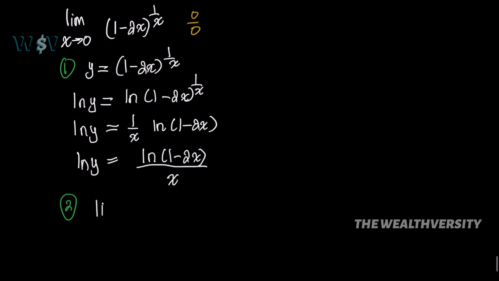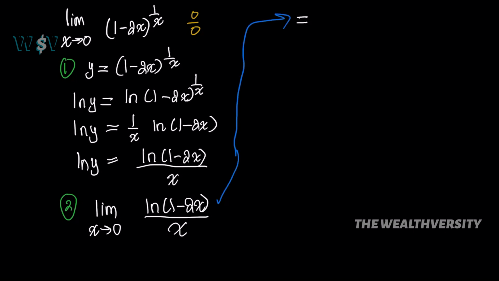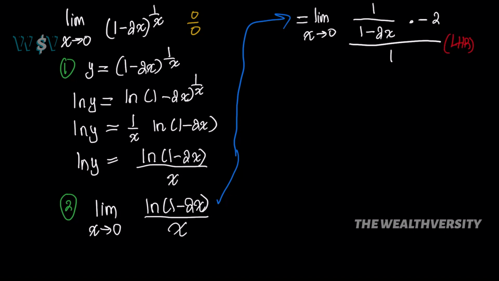The next step is to put this quotient function back in the limit to get the limit as x approaches 0 of ln of 1 minus 2x divided by x. Then use L'Hopital's rule to get the limit as x approaches 0 of 1 divided by 1 minus 2x times negative 2 divided by 1, which simplifies to the limit as x approaches 0 of minus 2 divided by 1 minus 2x. Now sub in 0 to get minus 2.